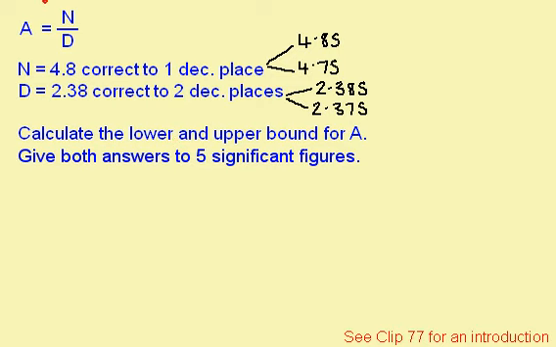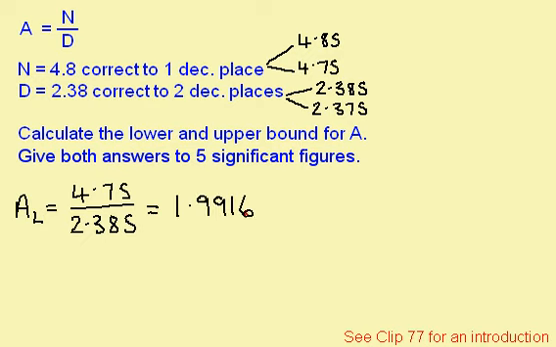I then need to calculate, first of all, the lower bound for A. For this to be as low as it possibly can be, n needs to be as small as possible and d needs to be as large as possible. So the lower bound for A is going to be the smallest n, which was 4.75, divided by the largest d, which was 2.385. This gives me 1.9916 correct to 5 significant figures.